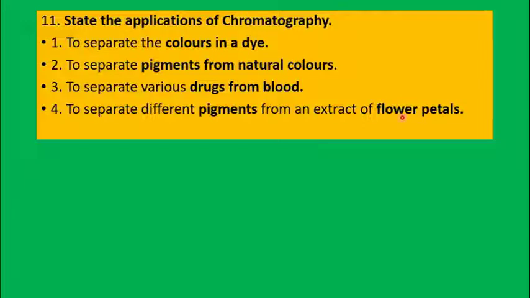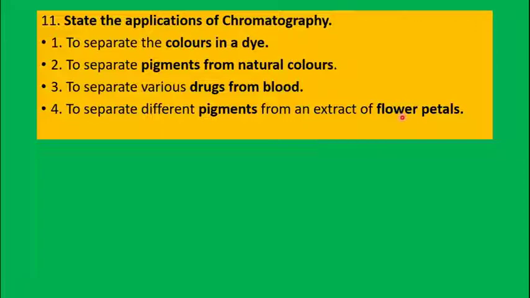Orange color is there, pink, green, yellow. So what you can do is use this method. You can take the flowers, crush them, put a spot on the filter paper and carry out the same experiment. You can see which different colors are present in a flower.